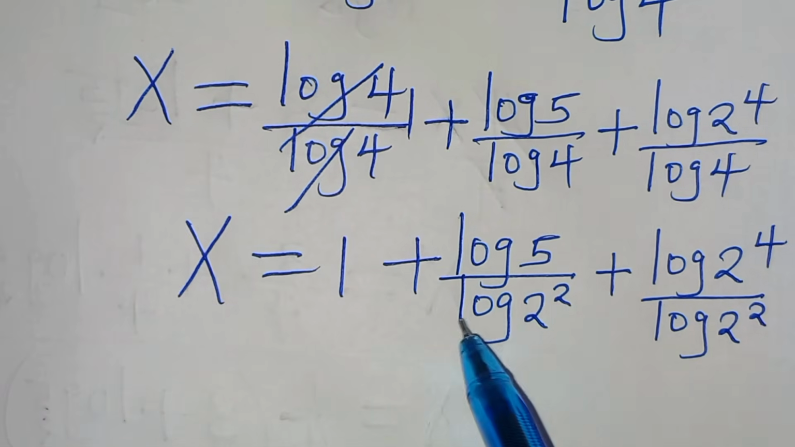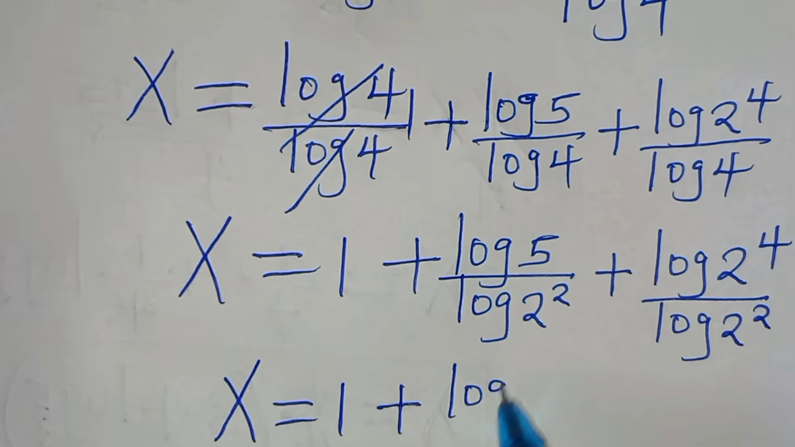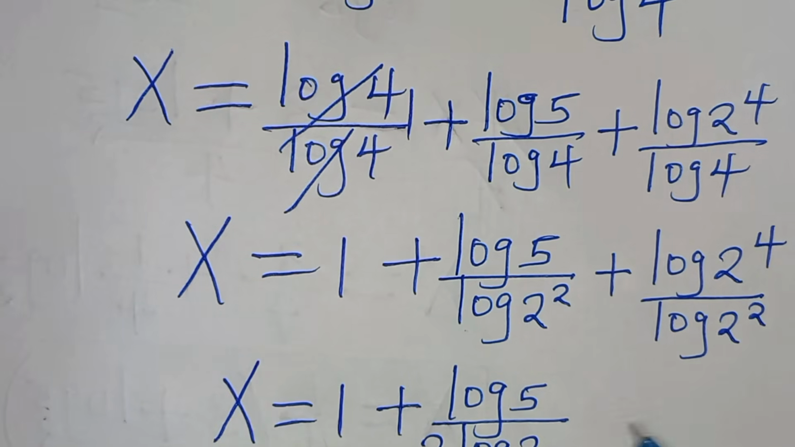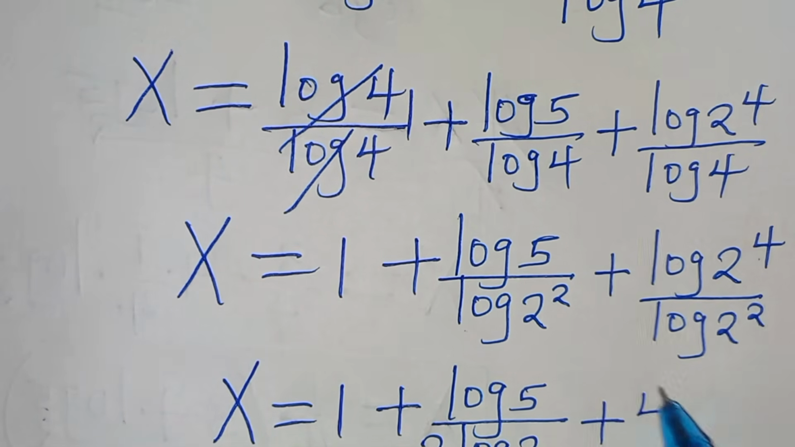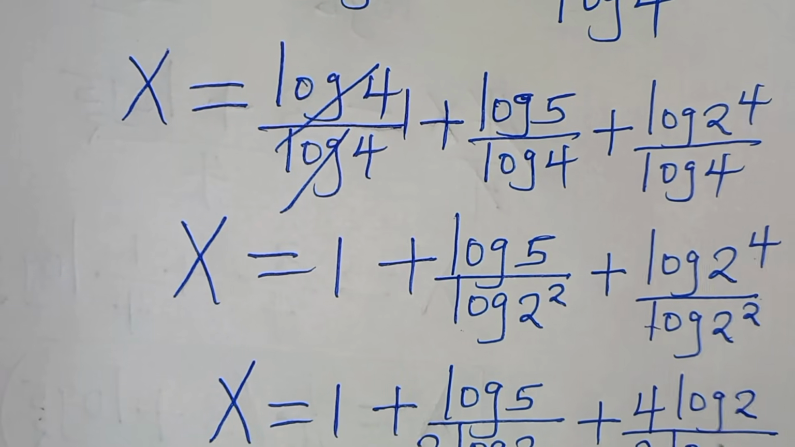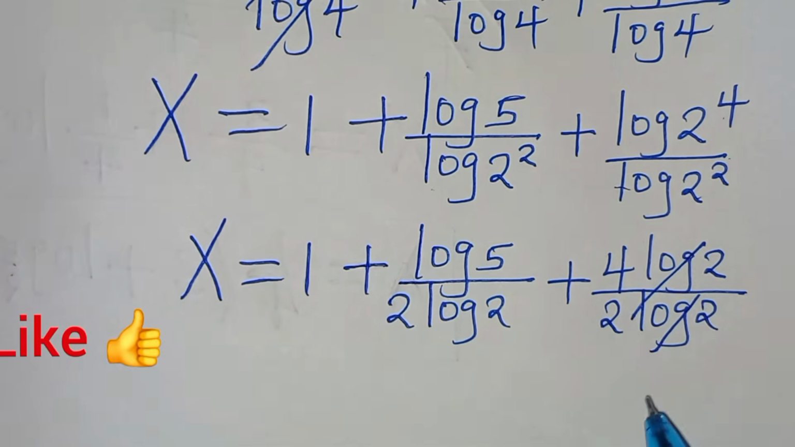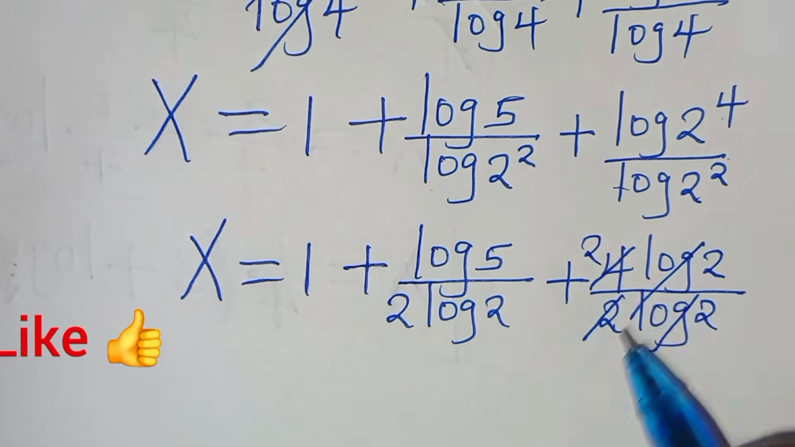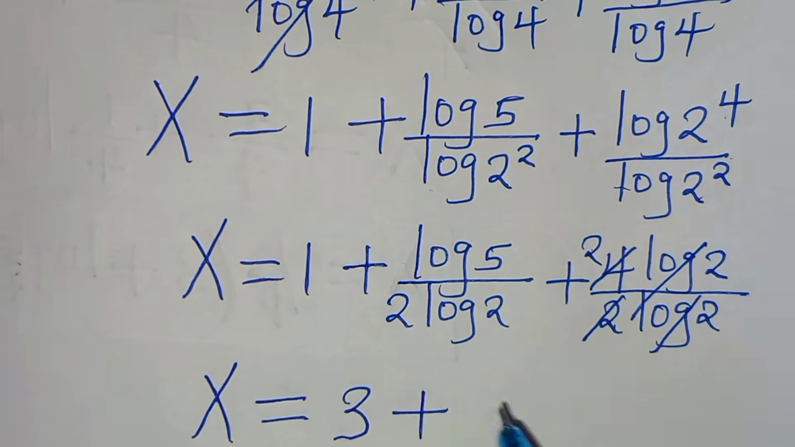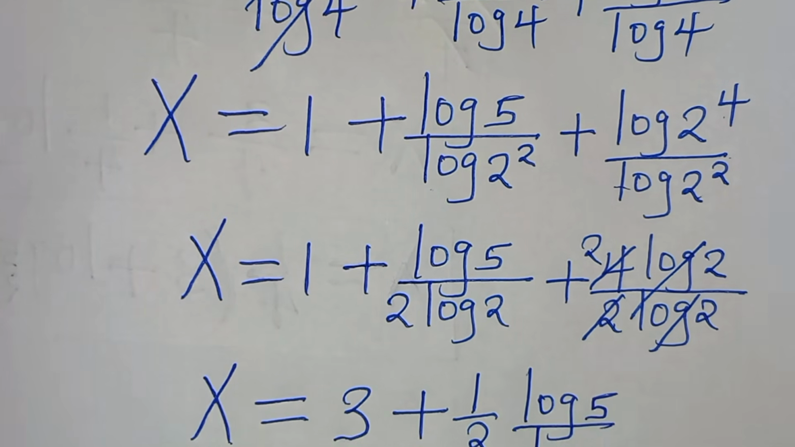Now the next step is to apply the power log property here, so that we have x is equal to 1 plus log 5 divided by log 2 to the power of 2, which is 2 log 2, then plus log 2 to the power of 4 becomes 4 log 2 divided by log 2 to the power of 2, which is 2 log 2. Now let's simplify here. Log 2 and log 2 simplifies. 4 divided by 2 is equal to 2. So we have 1 plus 2, and this means that x is equal to 3 plus, now this is a half, log 5 divided by log 2.